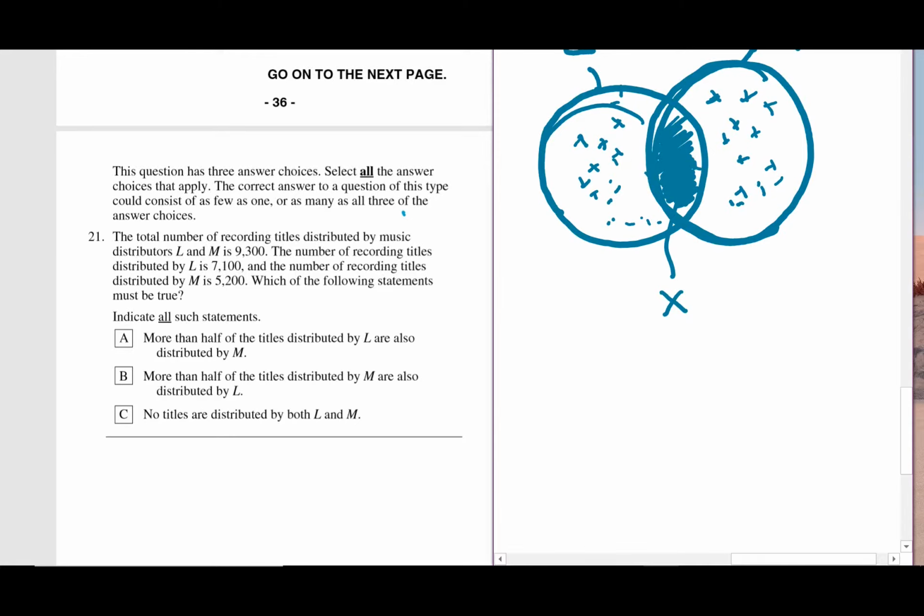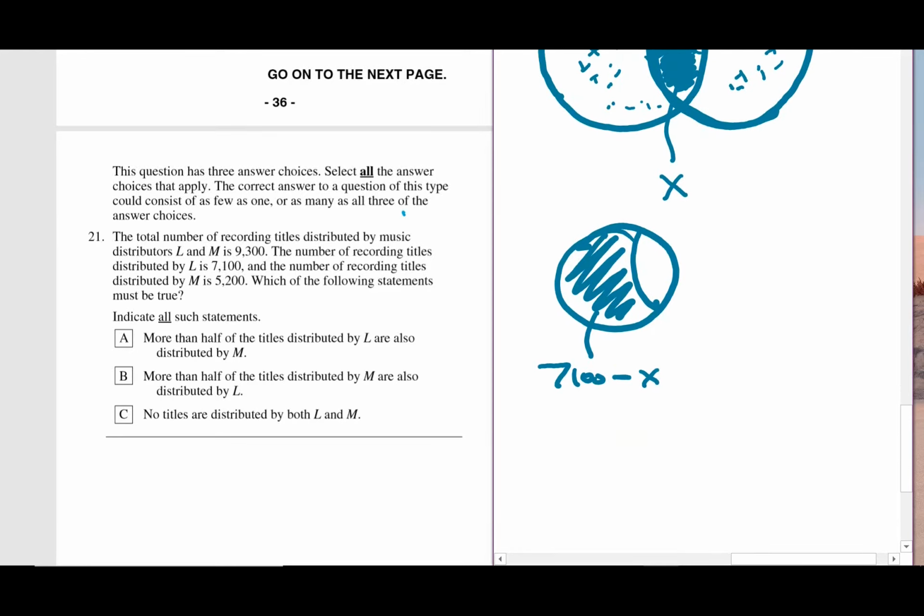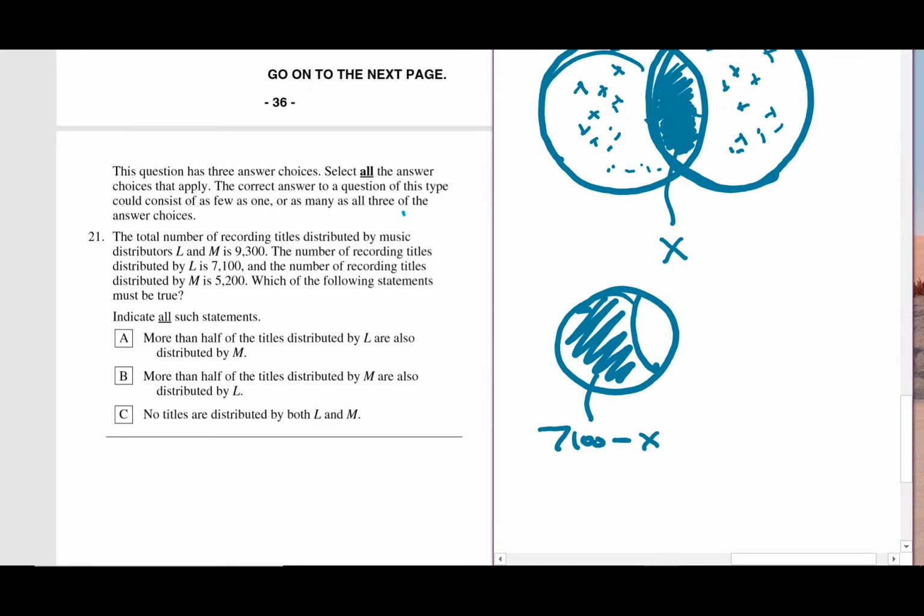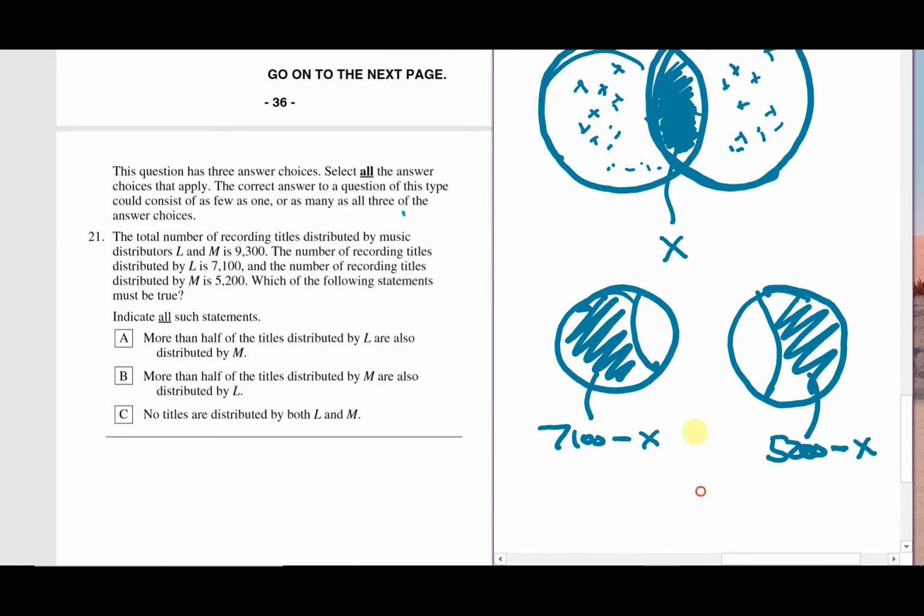And what we need to find now is, if we take this section right here, we know that this is 7100 minus x, and so forth. And we know that the total in all these sets is 9200. So we also know, if we're taking this component, the shaded region's 5200 minus x.